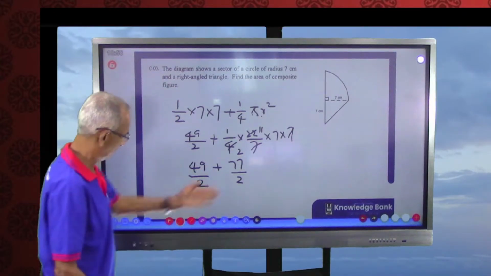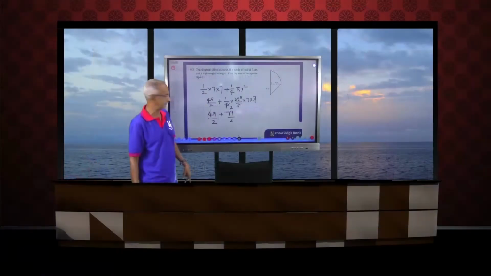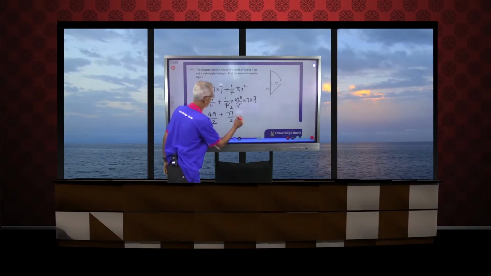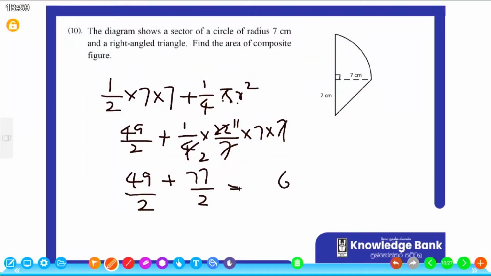In this question, the denominators are the same. Therefore, we can add the numerators. Let's add these two. 9 plus 7 is 16, 1 remains. 4 plus 1 is 5, 5 plus 7 is 12. So 126 over 2, that means 63. The units are centimeter squared.